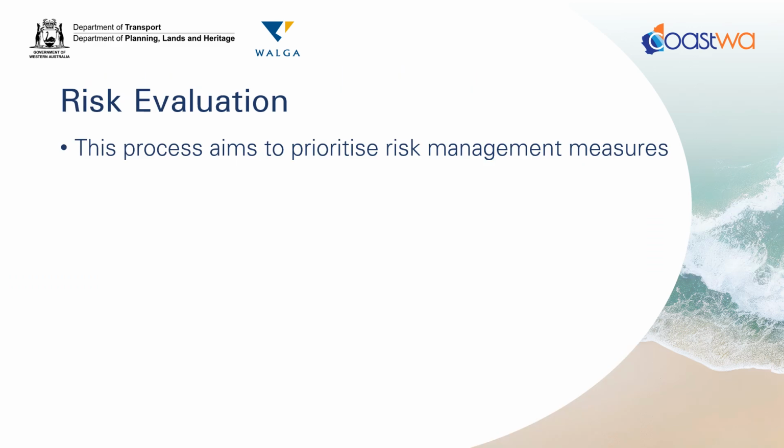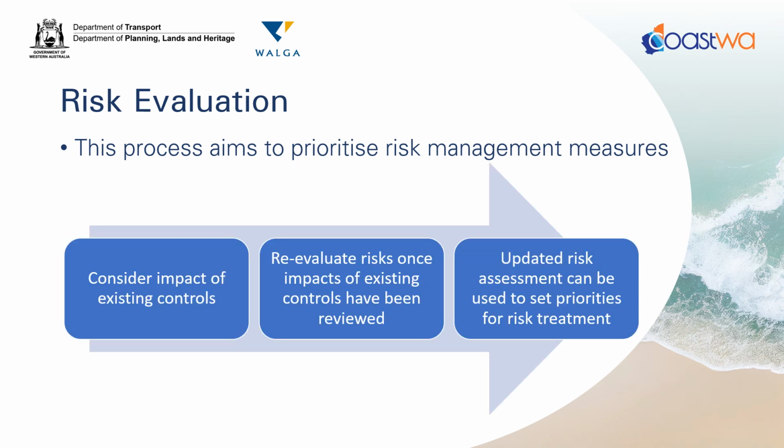That brings us now to the risk evaluation. This process aims to prioritise risk management measures, and it does that by considering the impacts of the existing controls and then re-evaluating risks once the impacts of the existing controls have been reviewed. Then we can take the updated risk assessment to set a level of priority for each risk treatment.